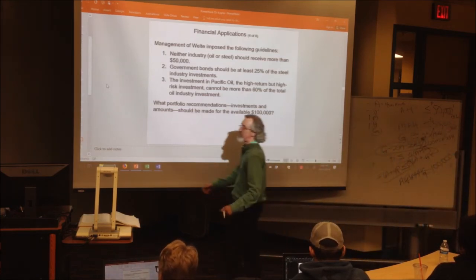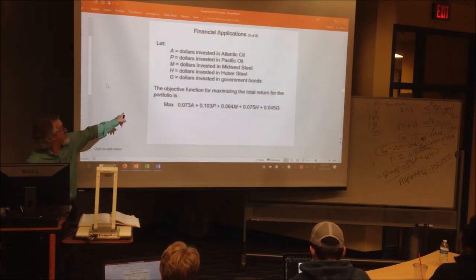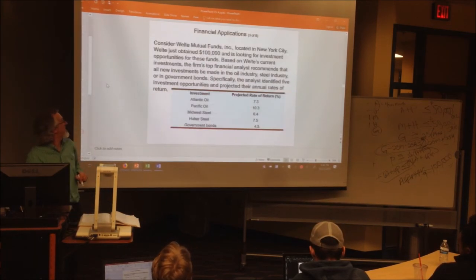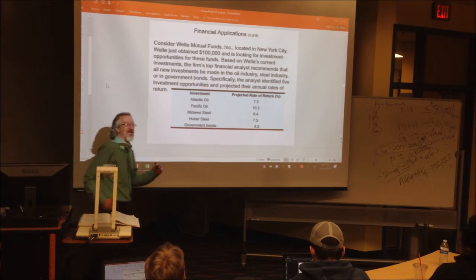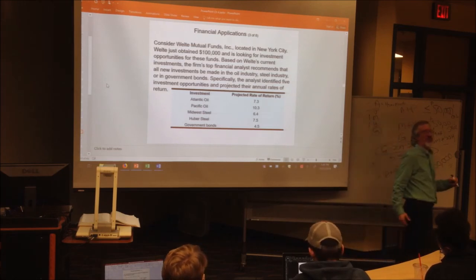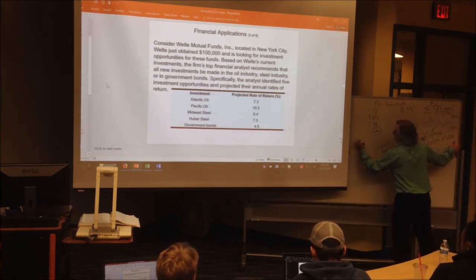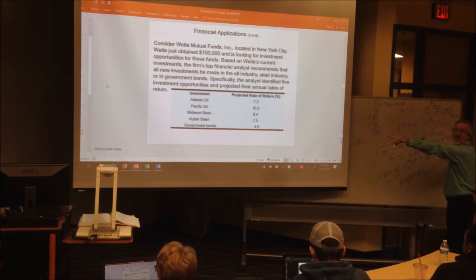I think we covered everything. Let's double check. All of these are right here. A, P, M, H, G, max. Oh, how did I forget that one? The client says we want the highest rate of return possible with the suggestions you're going to make. So we're going to max, and we're turning this all into decimals.